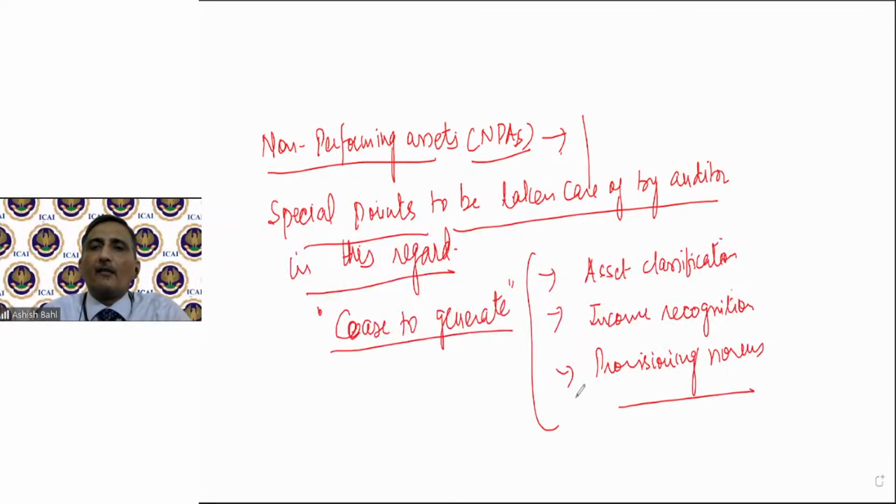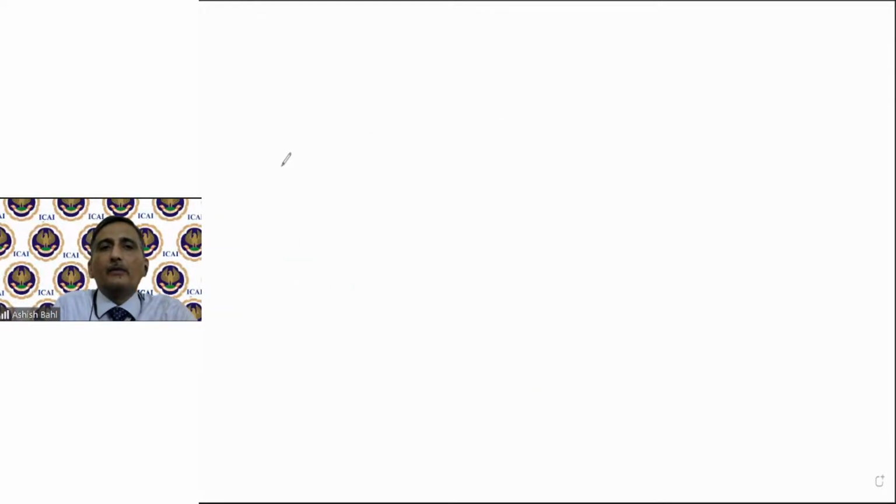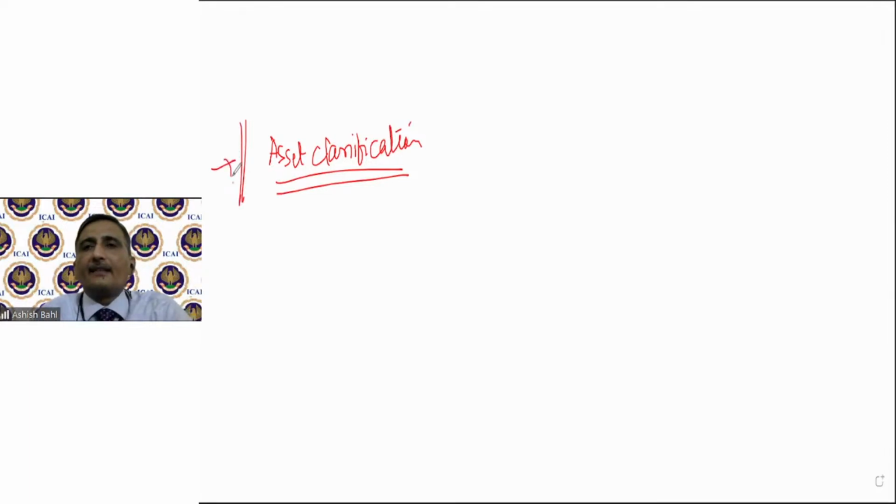Okay, so what are asset classification norms? Asset classification norms are the norms relating to classifying assets in the books of banks. So what do these norms state? These norms state that assets have to be classified in the books of banks based on their record of recovery.